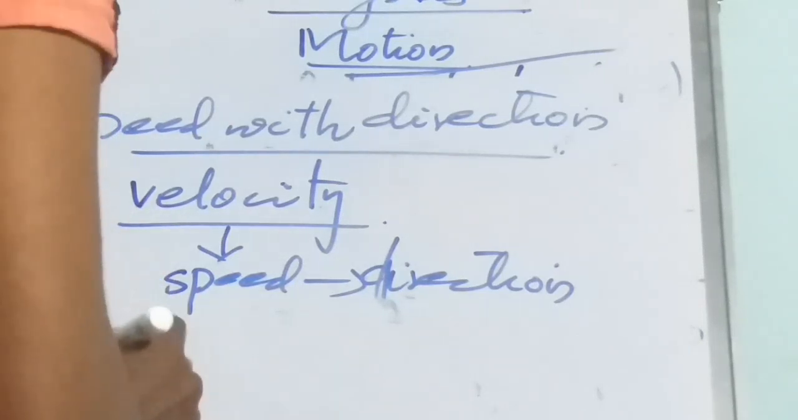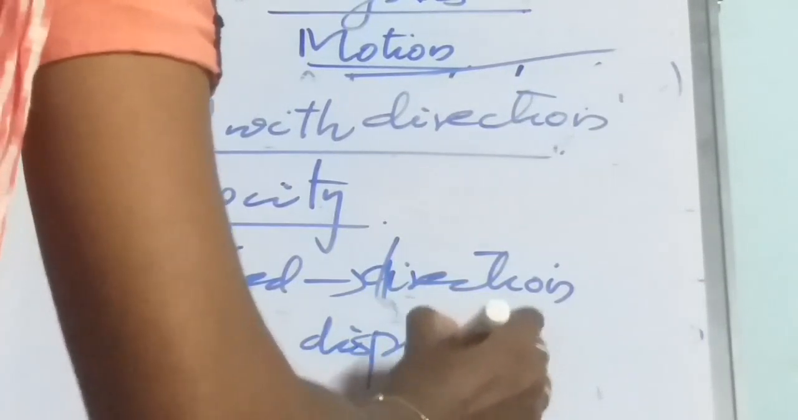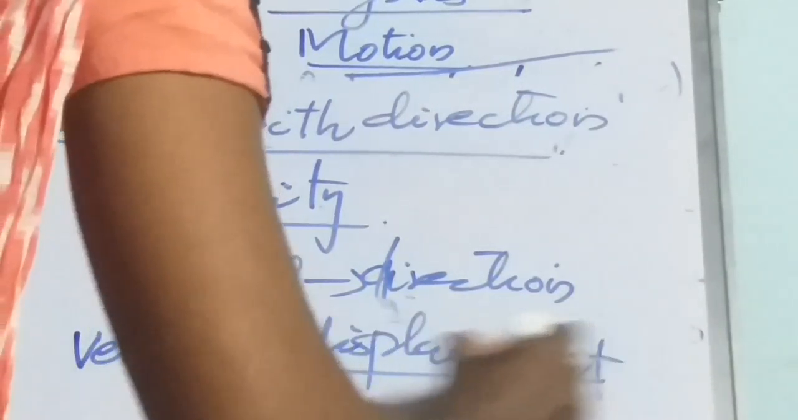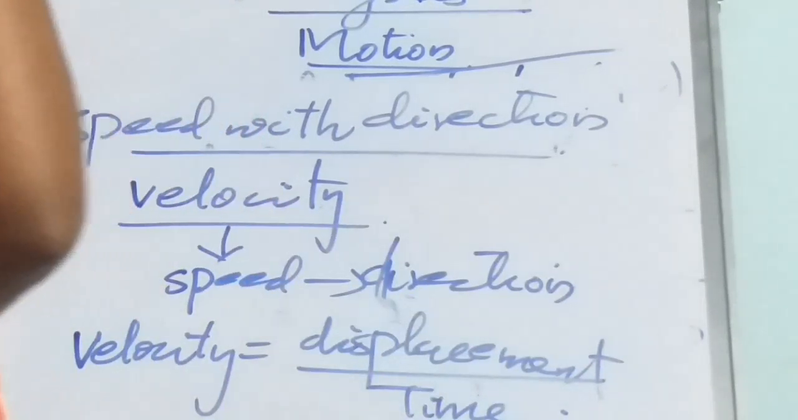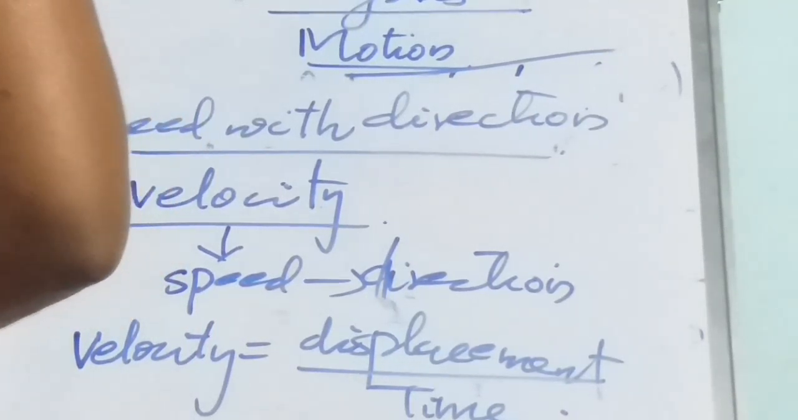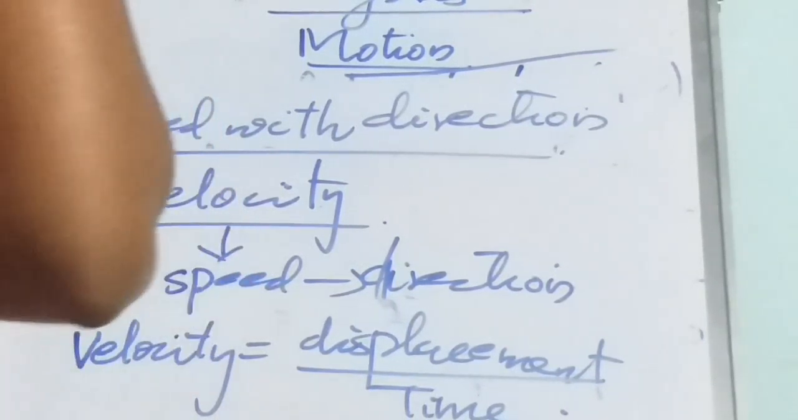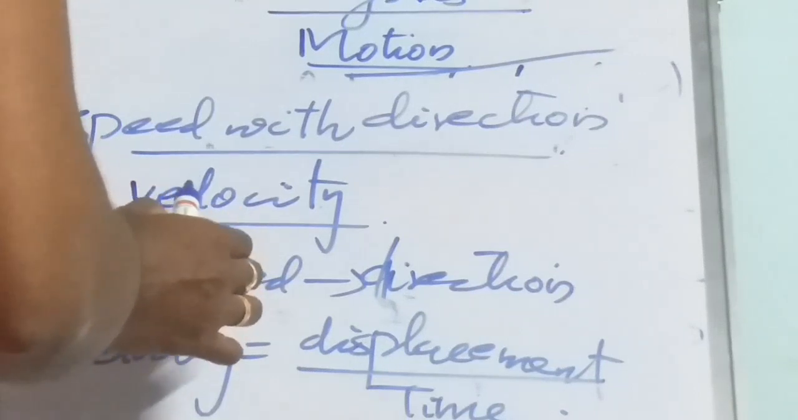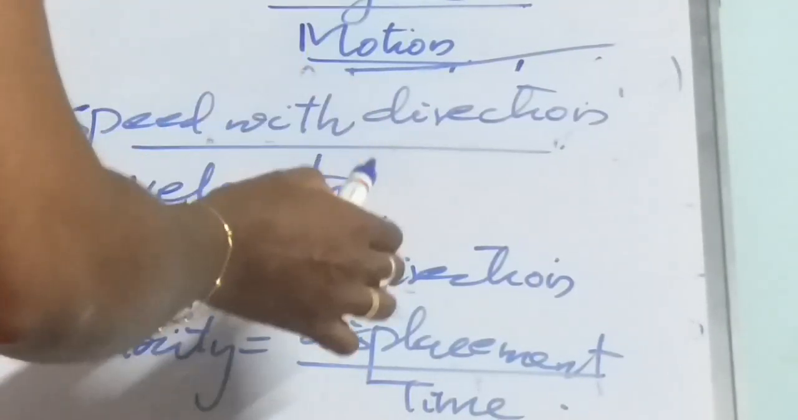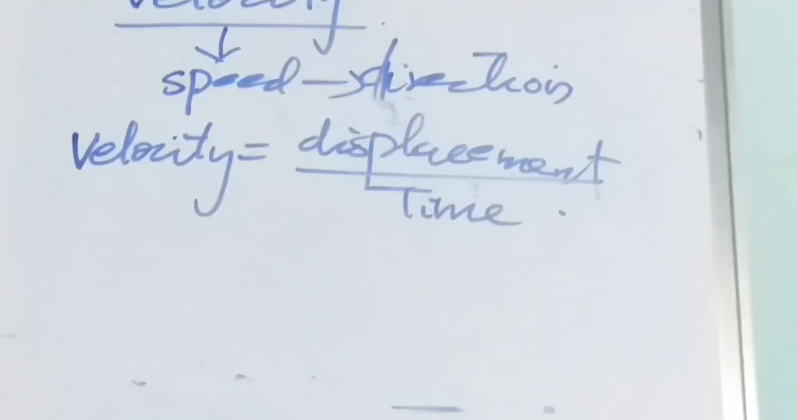That is, velocity is equal to displacement divided by time. Velocity is the ratio of displacement and time. Velocity is the displacement of an object in unit time. That is called velocity in terms of displacement. We already said the speed of an object moving in a definite direction gives velocity, and velocity can be calculated by taking the ratio of displacement and time. So velocity is equal to displacement divided by time.